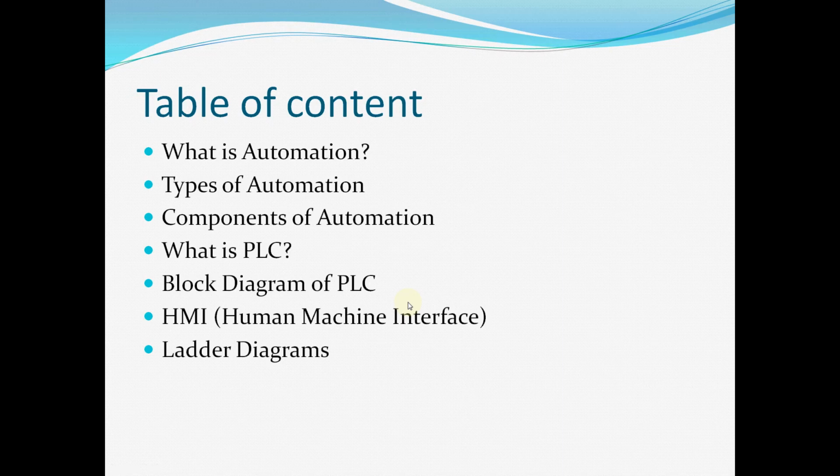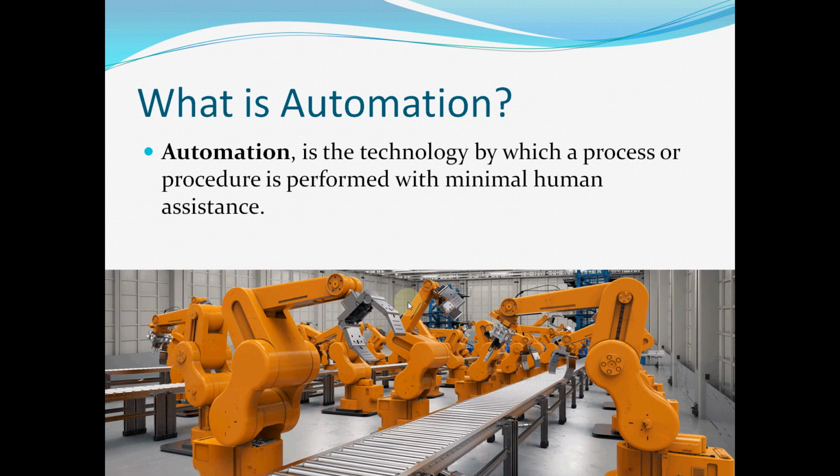So let's see the content. What we have is we'll first see what is automation. Second, what are the types of automation? What are the components of automation? PLCs, HMIs, and then ladder diagrams. So what is automation? Automation is a technology by which a process or procedure is performed with minimal human assistance.